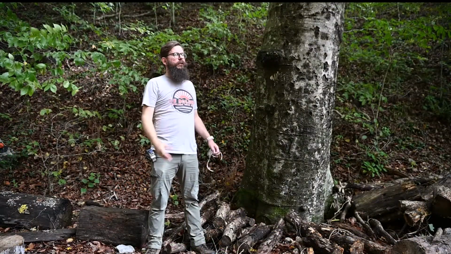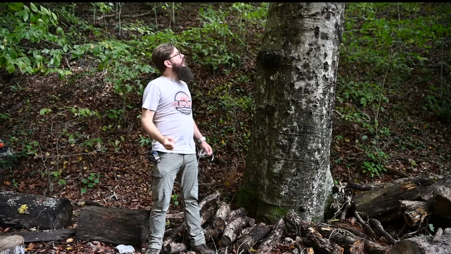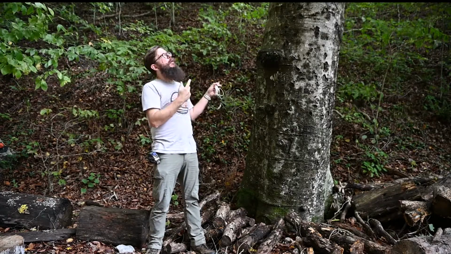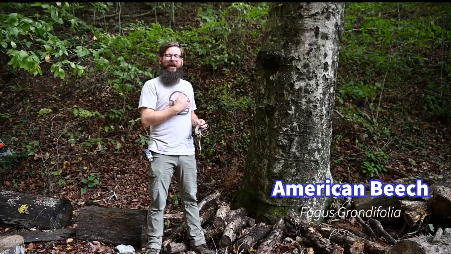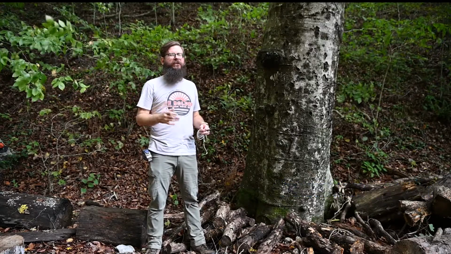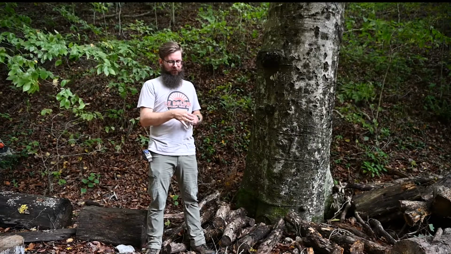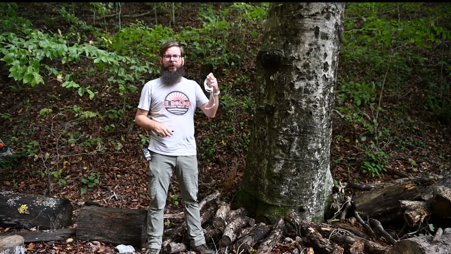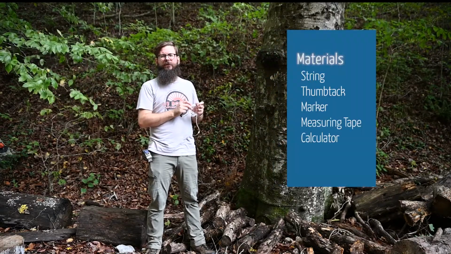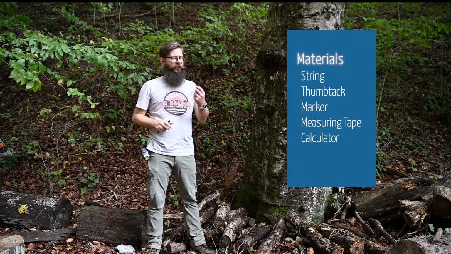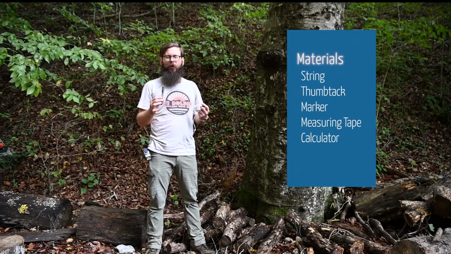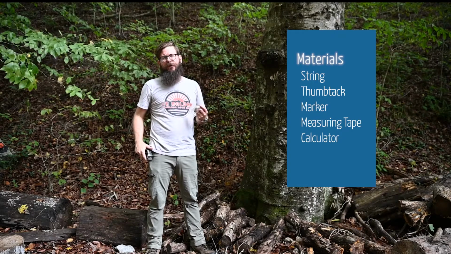Okay, now that I've used my identification methods to determine that this is a beautiful American beech tree, we are going to go through the process of determining the diameter at breast height of this tree. And you're going to need just a few materials to do this. The first thing you'll need is a piece of string. I prefer white. It's easier for me to see my mark once I've made it. You'll need a thumbtack, a marker, something to measure with, and a calculator.